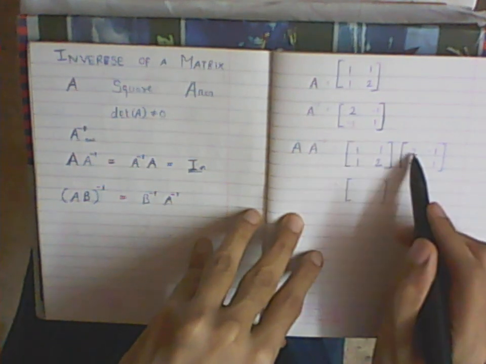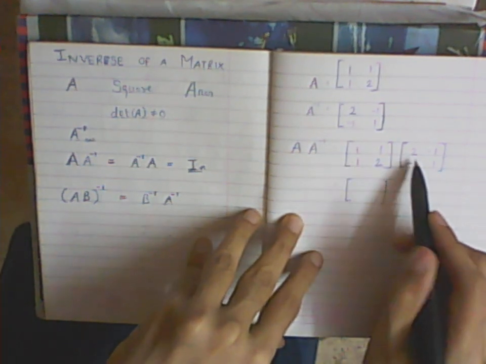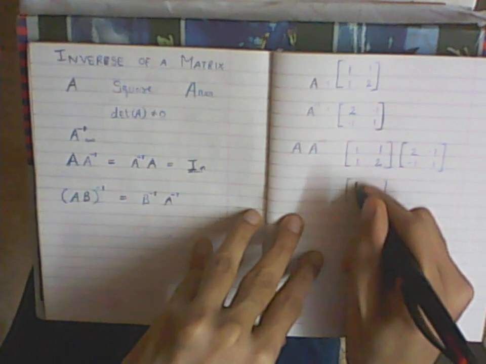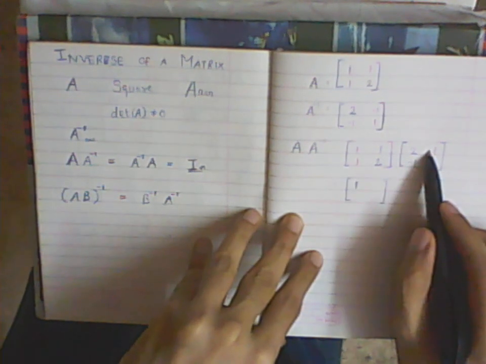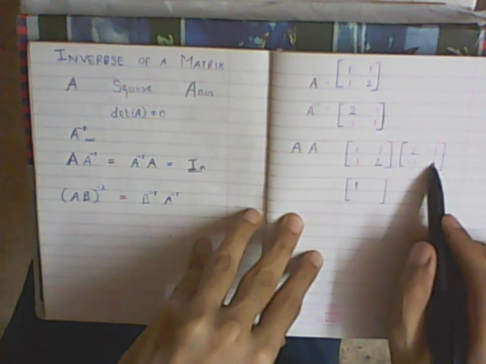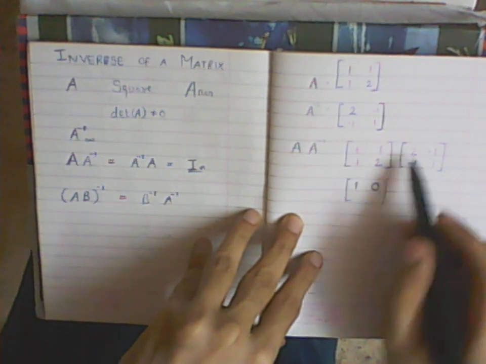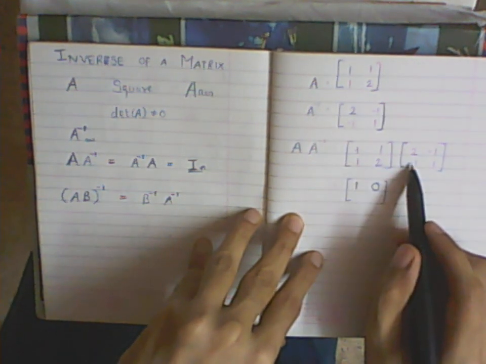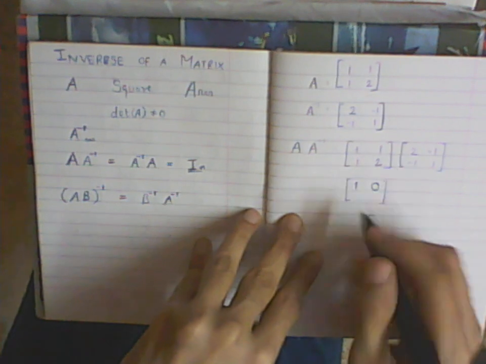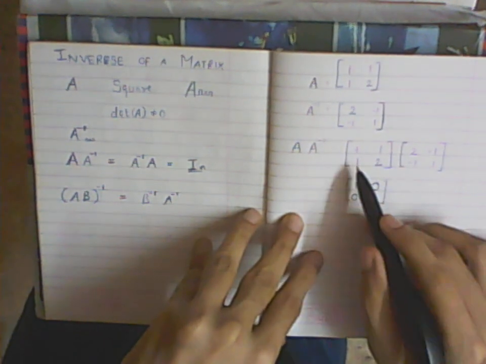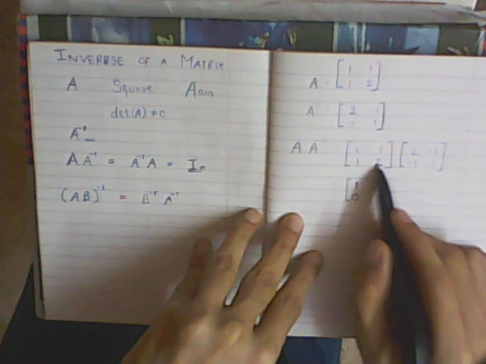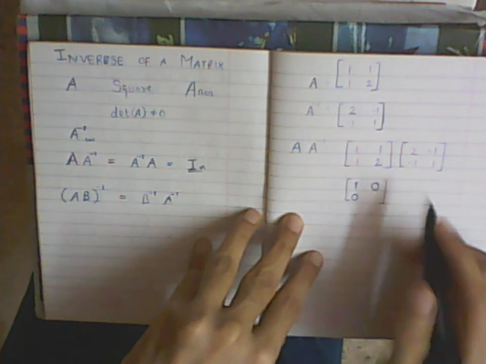So 1 times 2 is 2, 1 times negative 1 is negative 1, so 2 minus 1 is 1. 1 times negative 1 is negative 1, and 1 times 1 is positive 1. When you add together, you get a 0. 1 times 2 is 2, and 2 times minus 1 is negative 2. The sum gives you 0. And 1 times negative 1 is negative 1, 2 times 1 is 2, negative 1 plus 2 is 1.